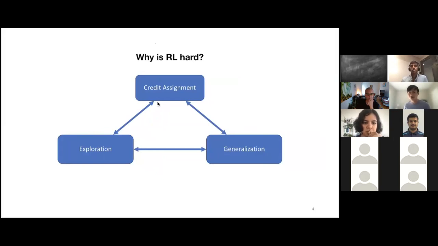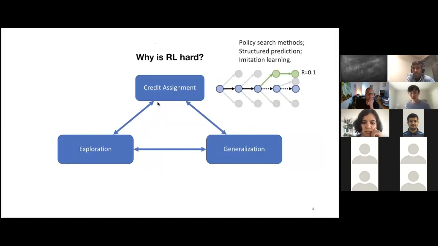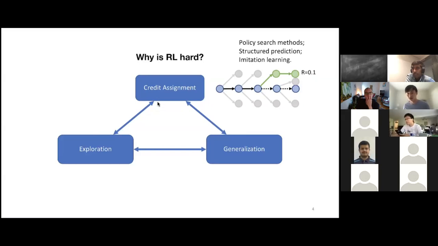But if you just look at 2 out of these 3, we understand them reasonably well. For example, if you look at credit assignment and generalization, there are approaches that can do these 2 at the same time, for instance, the policy gradient approach that we're going to talk about today. Structured prediction and imitation learning problems also fall into this category.